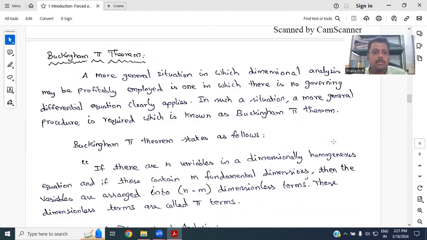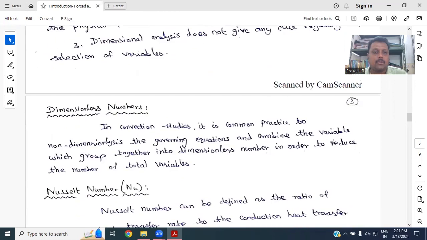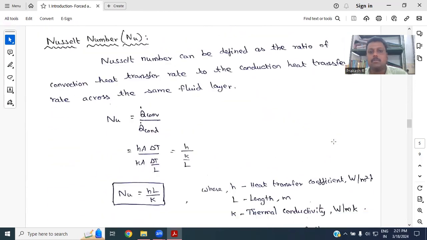Now let us see what the various numbers are that we are going to study in the convection unit. The first number is the Nusselt number. It is denoted by Nu, and it can be defined as the ratio of the convection heat transfer rate to the conduction heat transfer rate across the same fluid layer. Therefore, Nu is equal to Q convection divided by Q conduction. We know the convection formula, hA delta T. The conduction formula, from Fourier's law of heat conduction, is kA dT by dx.